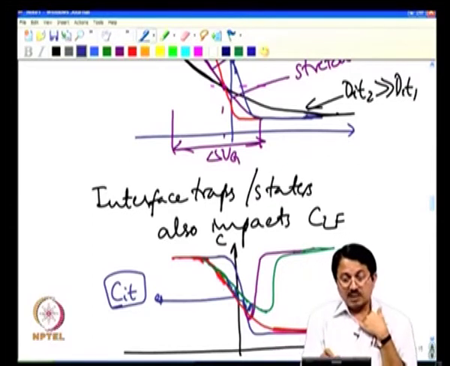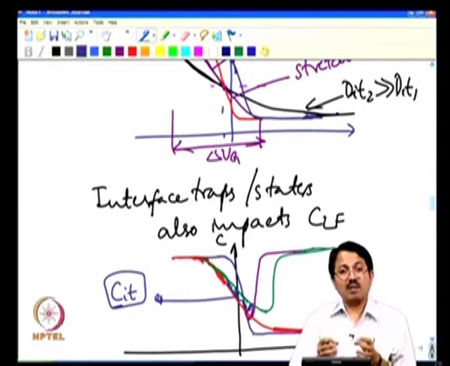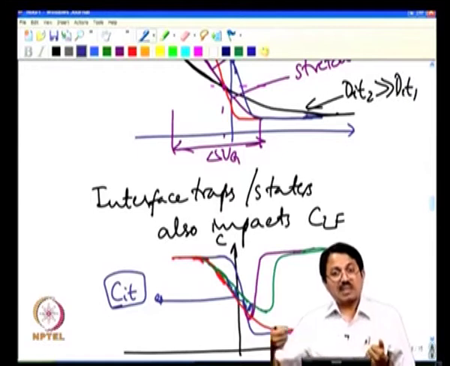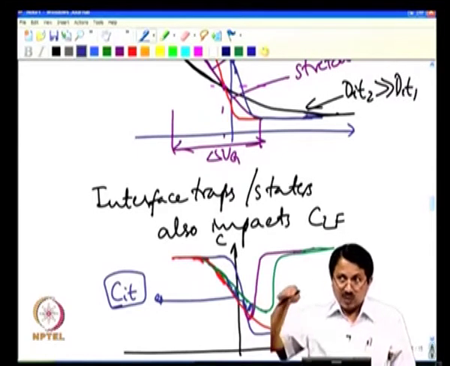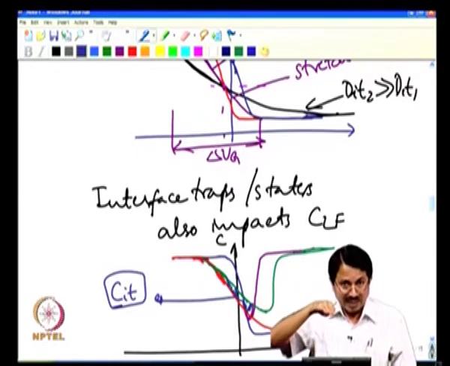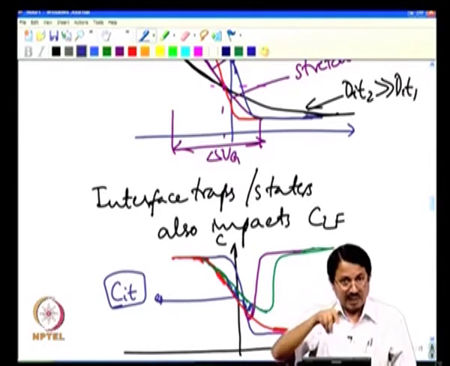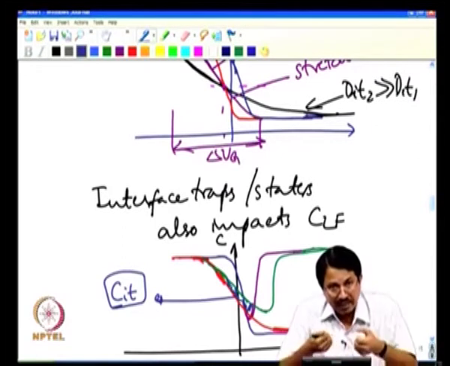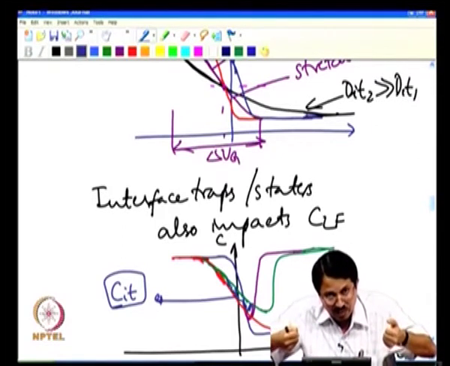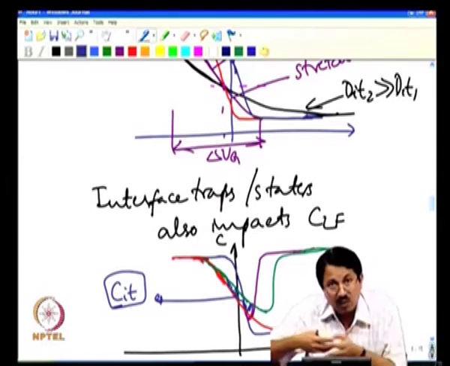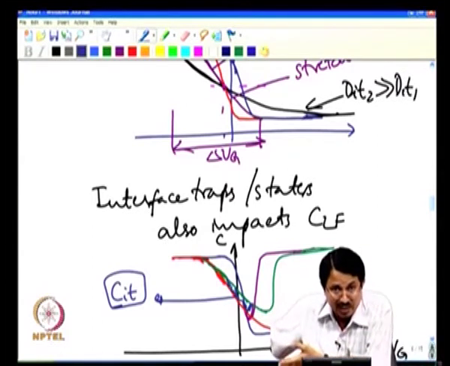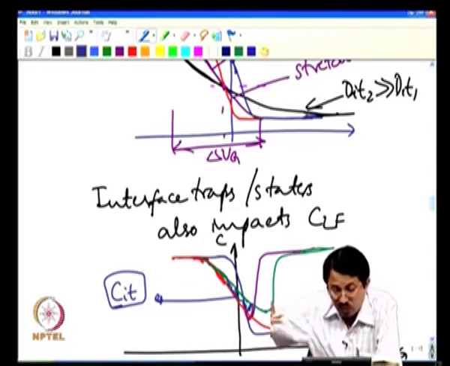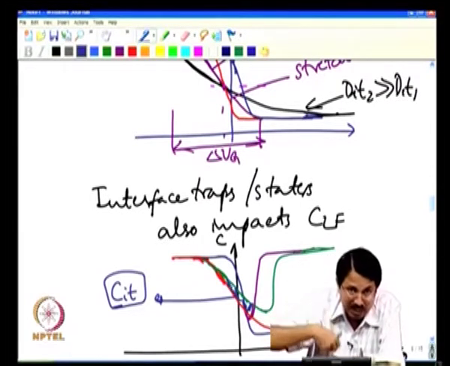So, when I go from this point to this point, I have given enough time to fill and empty these traps. That is why there is a stretch out, because in order to generate that many charges in silicon to get that band bending, first I need to take care of the trap charges. So, that is why the CV is getting stretched out. I need to put in more charge on the gate, because there is more charge that needs to be generated in silicon, not only for the usual depletion charge, but also the trap charge.